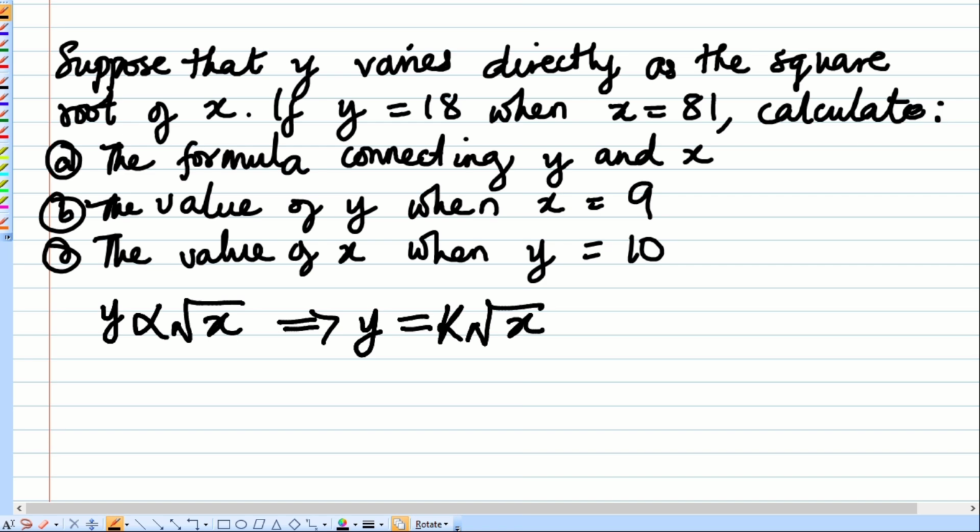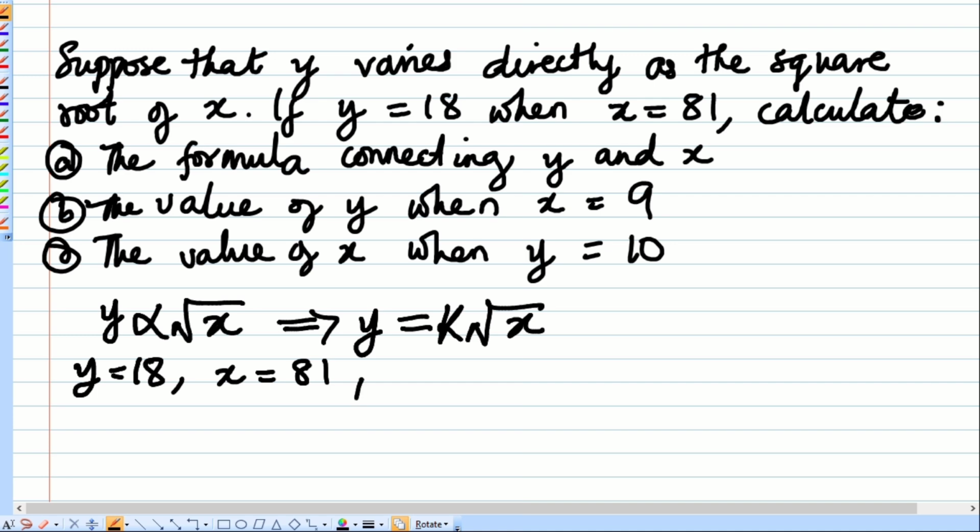So that's what we have. They said if y is 18, so when y is equal to 18, x will be equal to 81 from the question. So remember that you have to first of all find the value of y and x before you start solving anything. You find the value of the constants using y and x that was given initially. So y is equal to k root x. So we're going to change y to 18 since it was given as 18.